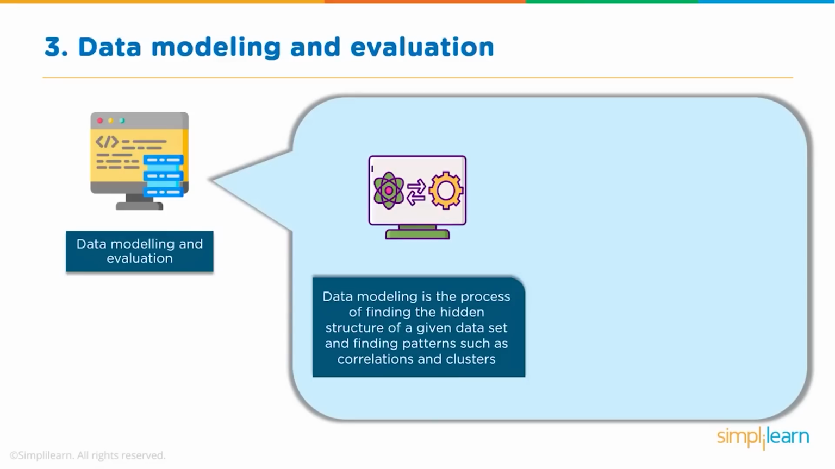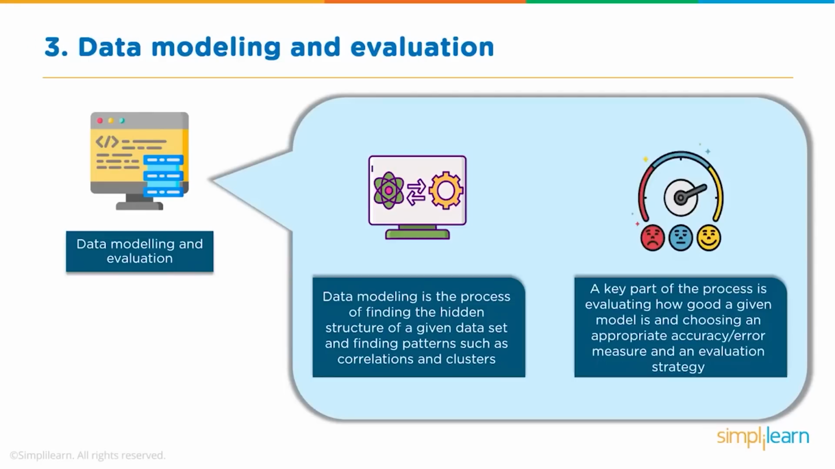Data modeling and evaluation. Data modeling is a process of finding the hidden structure of a given data set and finding patterns such as correlations and clusters. A key part of the process is evaluating how good a given model is and choosing an appropriate accuracy error measure and an evaluation strategy.